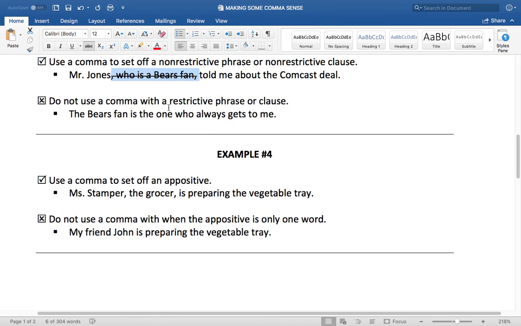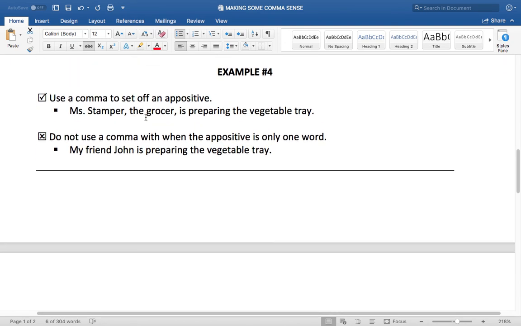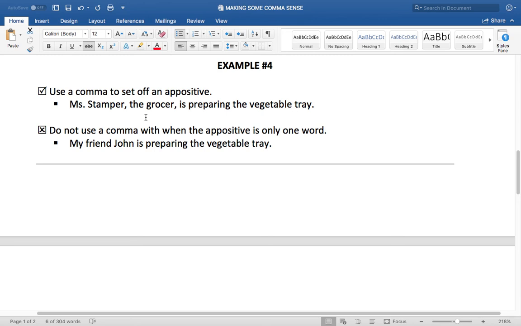But you don't want to use a comma with a restrictive phrase or clause. A restrictive phrase or clause is essential to the meaning of a sentence. So for example here, the Bears fan is the one who always gets to me. So in this case, "the Bears fan" is how we are identifying the person who gets to the speaker or who's bothering the speaker. And so we need that because otherwise the sentence doesn't make sense. It's unclear.